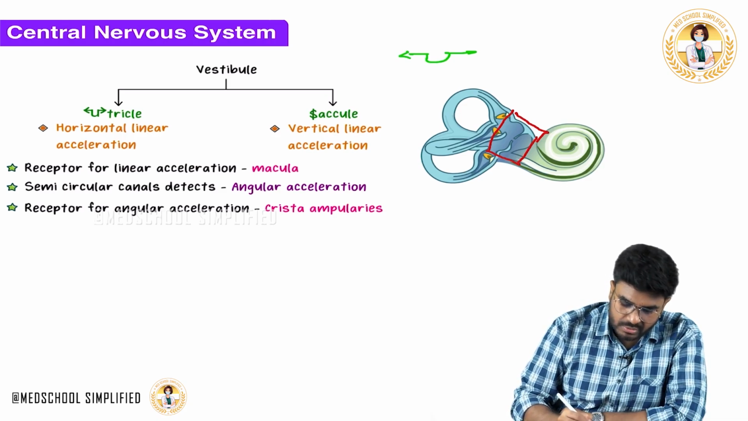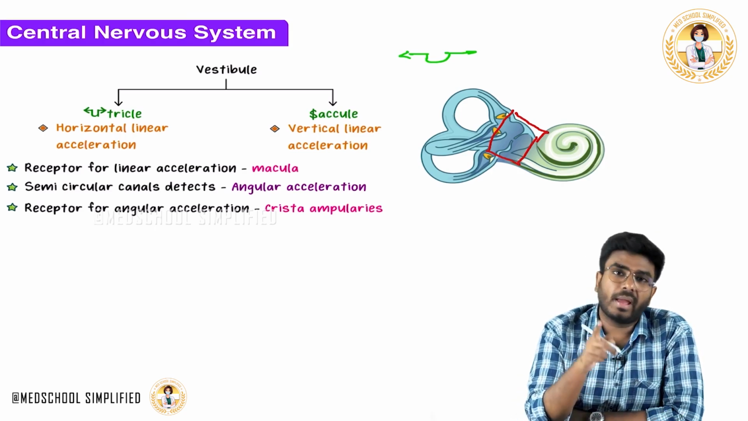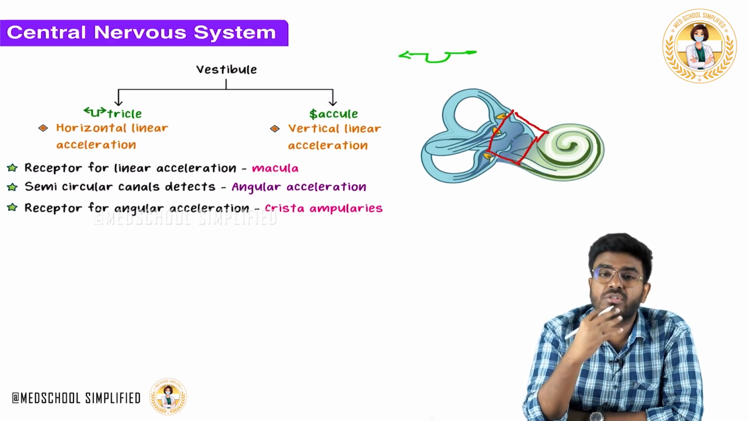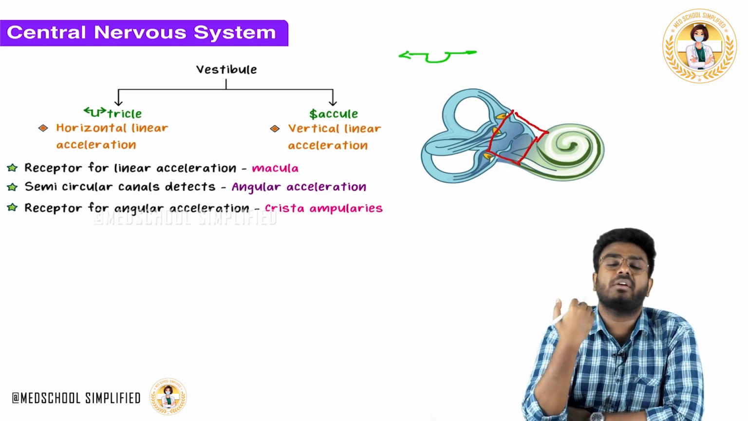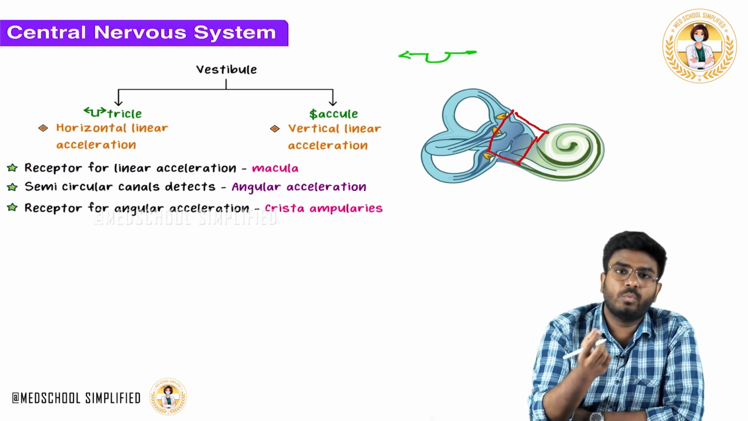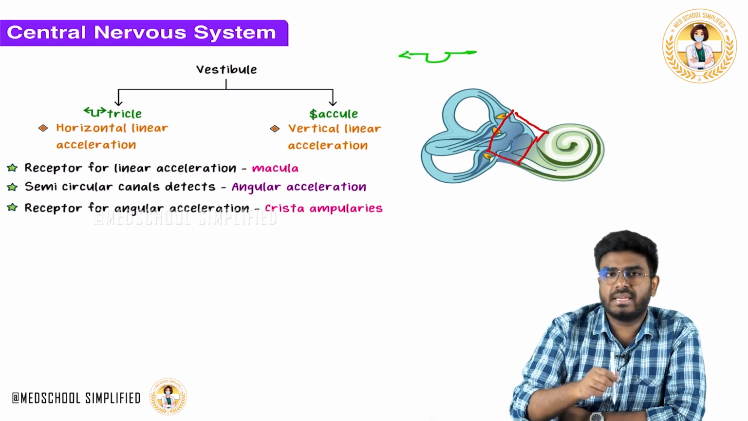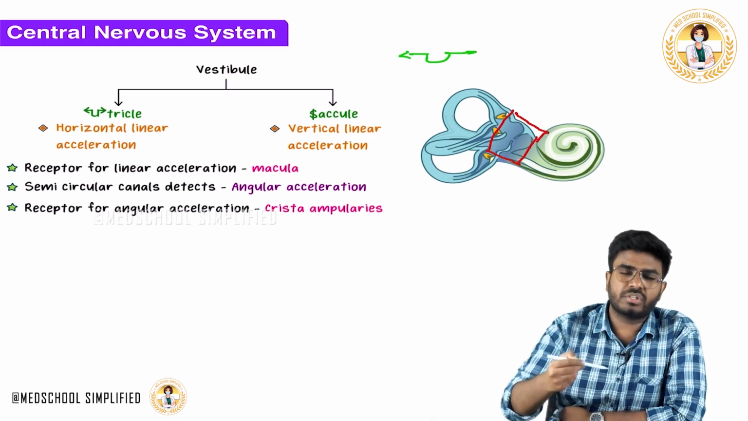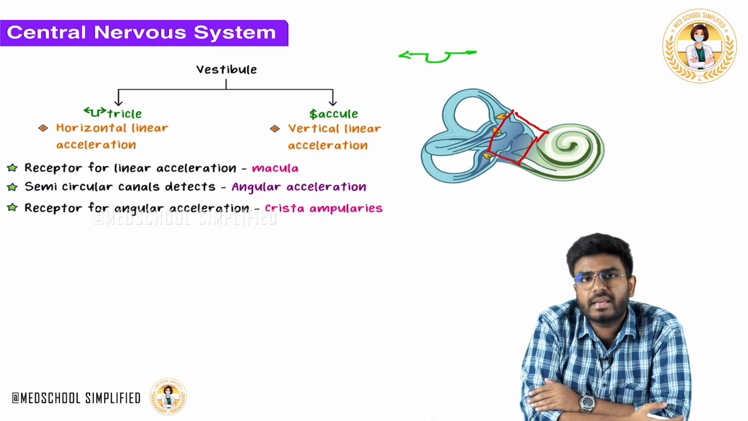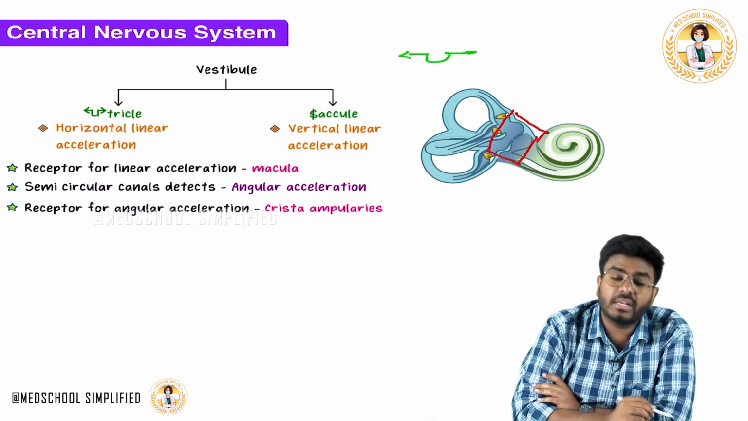So how to understand this? Just go and sit in your car. Close your eyes and ask your friend to take the car either forward or backward. Even with your eyes closed, you still know whether the car is moving in a forward or backward direction. So there is some apparatus in your body which is detecting this movement. This is linear acceleration. In this example, the car is moving anteriorly and posteriorly, front and back. This type of linear acceleration is called horizontal linear acceleration. So horizontal linear acceleration is detected by the utricle, which is present in the vestibule.